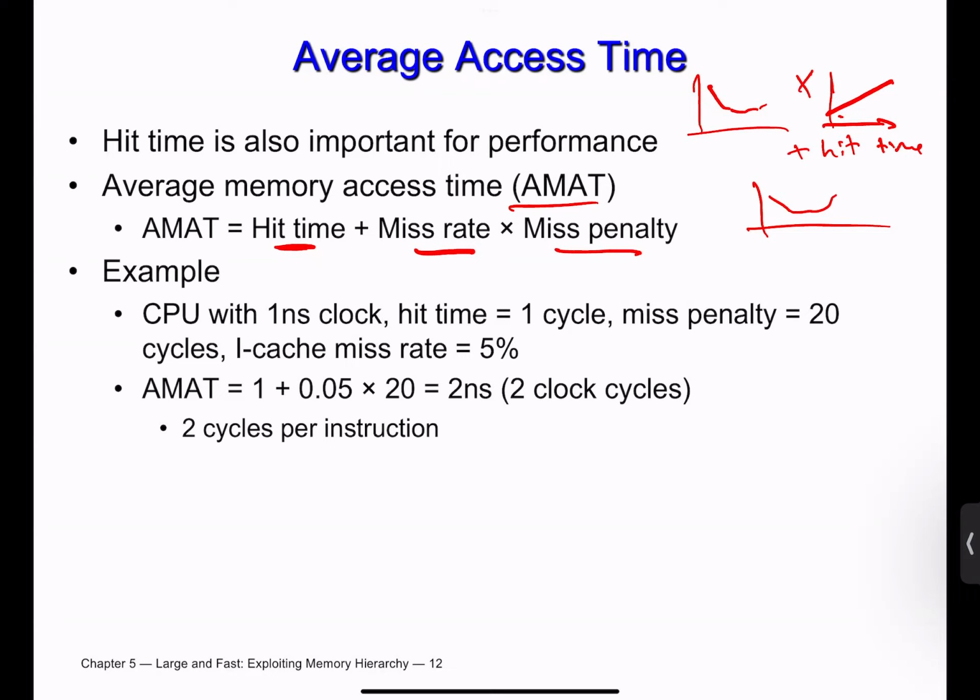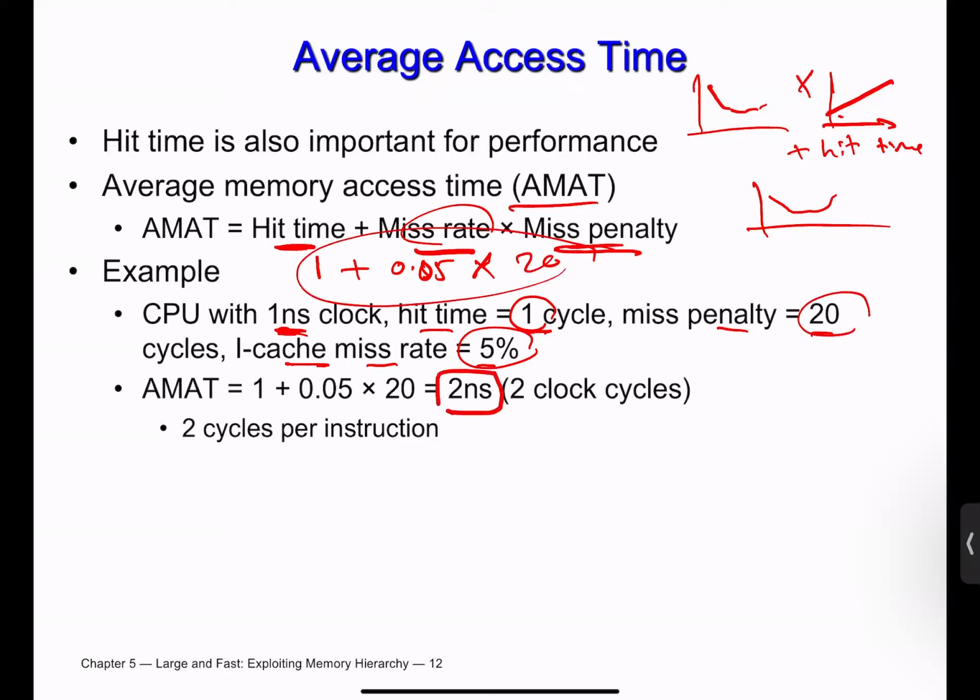Let's take that example. The CPU has a 1 nanosecond clock. My hit time is 1 cycle. Miss penalty is 20. The I-cache miss rate is 5%. What is my AMAT? Just direct substitution. The hit time is 1, plus miss rate, which is 5%, multiplied by miss penalty, which is 20. If you do this, you will end up with 2 nanoseconds. 2 nanoseconds is 2 clock cycles.